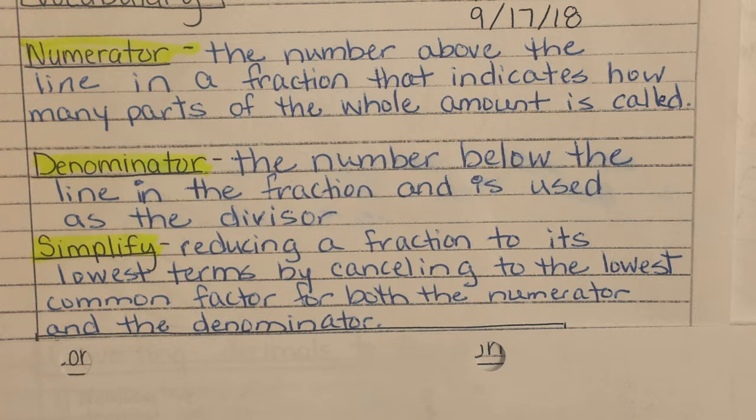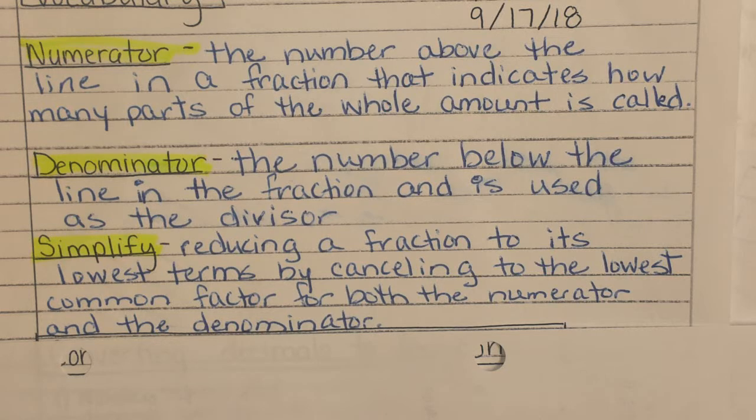Nice. What else? One of them was like numerator starts with N as in north and denominator starts with D as in down. I like it. That's a good one. Numerator is north and it's on top. Denominator is down and it's on the bottom. Good. Listen, whatever works. Mine all had to do with ABC order for some reason.